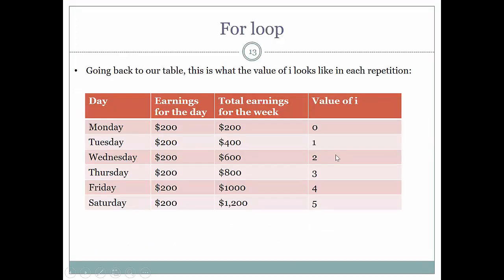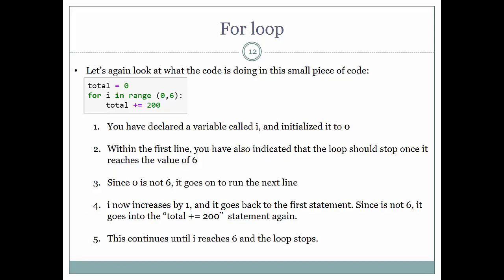So if we add another column into the earlier table, we see that on Monday, when I is 0, there's $200 that he earns. On Tuesday, we have incremented the value of I by 1, and we have added another 200. This continues all the way until I reaches 5. The last time that we increment it to 6, it exits the loop because the condition for stopping is now met. And the condition for stopping was identified earlier: when I reaches 6.